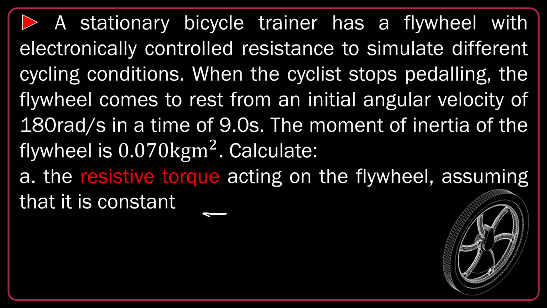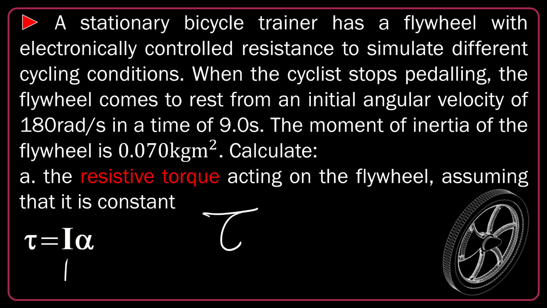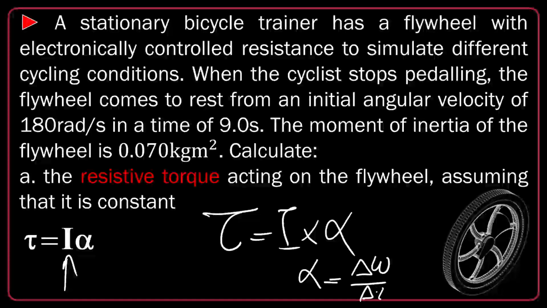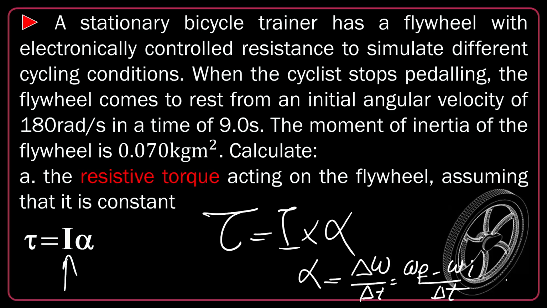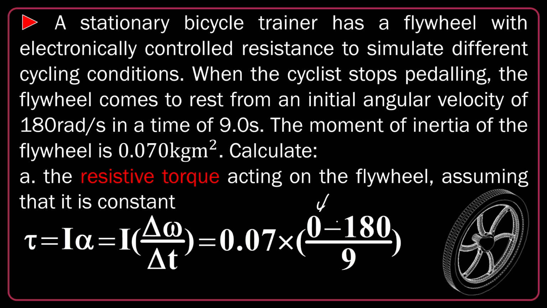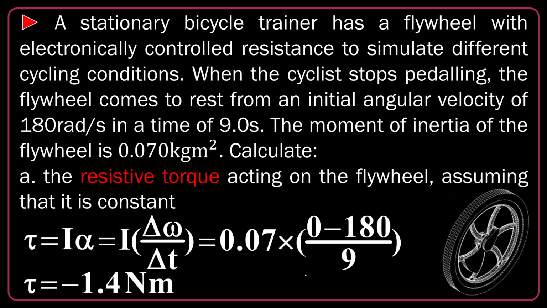Okay, torque is easily I alpha. You know, I is the moment of inertia and alpha is the angular acceleration. Angular acceleration is delta omega over delta t. Final omega minus initial omega divided by time. Okay, so let's do it. Final omega is 0, it comes to rest. Initial omega 180, this is I, and this is delta t. So we are done. Negative 1.4 newton meter. The reason that the torque is negative is because it's a resistive torque.